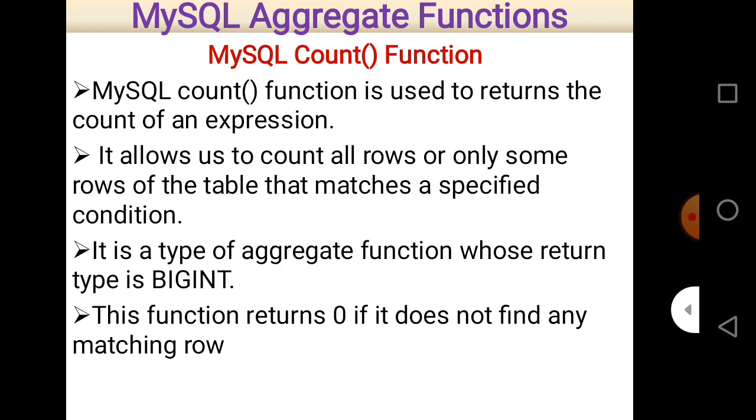One of the most important things about the count function is that its return type is big int. So it returns a big int value. And the last important point regarding the count function is that it returns 0 if it does not find any matching value. The role of the count function is to count the number of rows or records, and if no records are found according to the condition specified, it returns 0 to us.